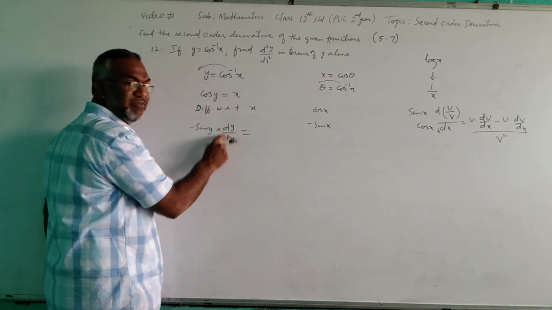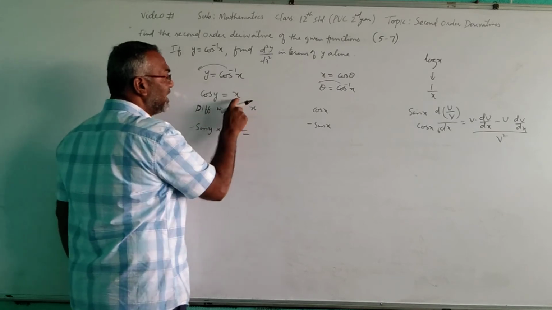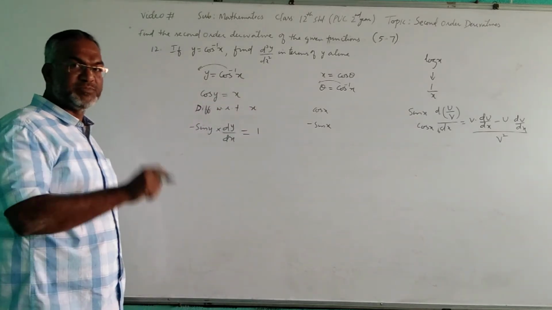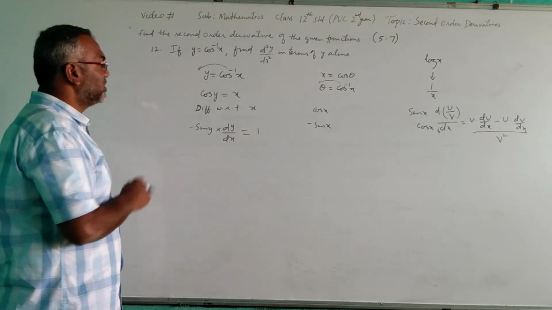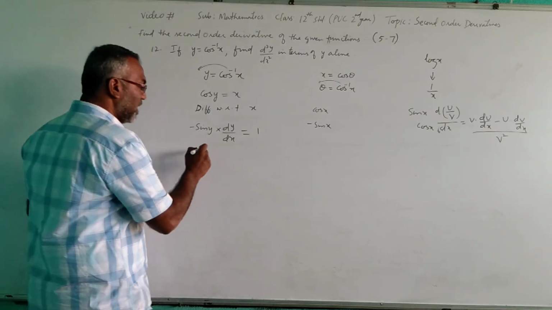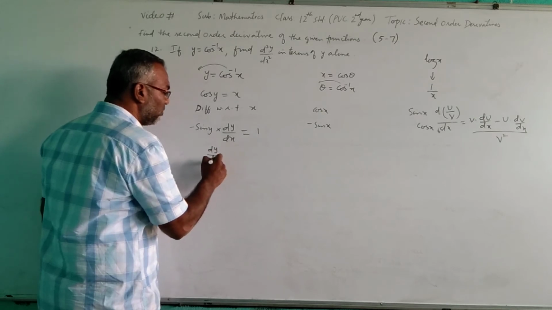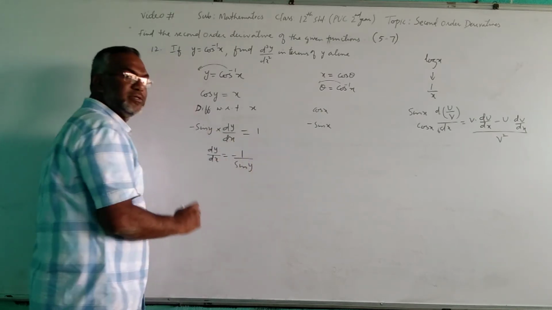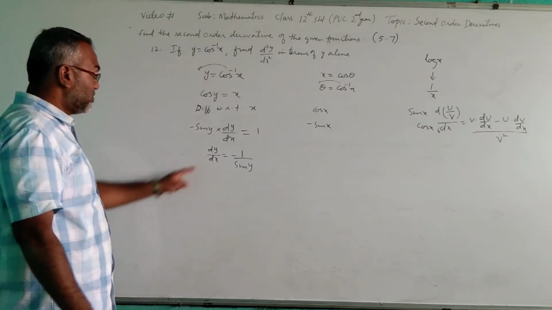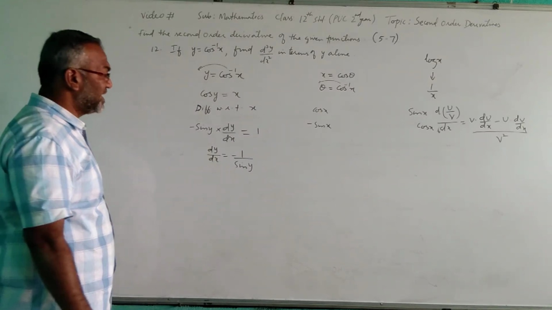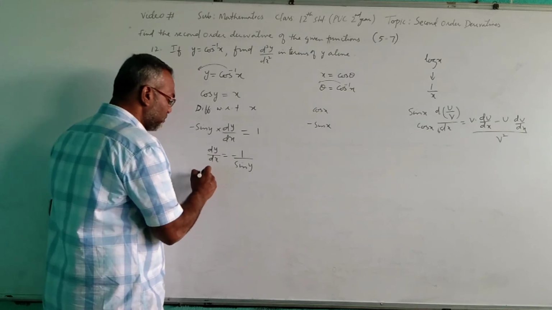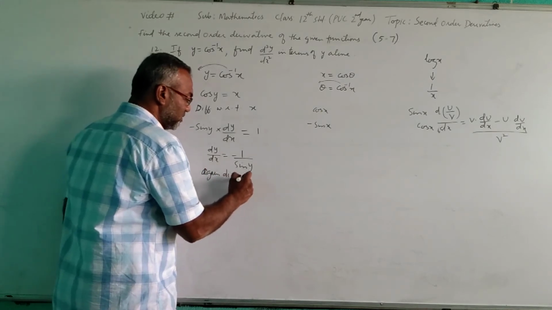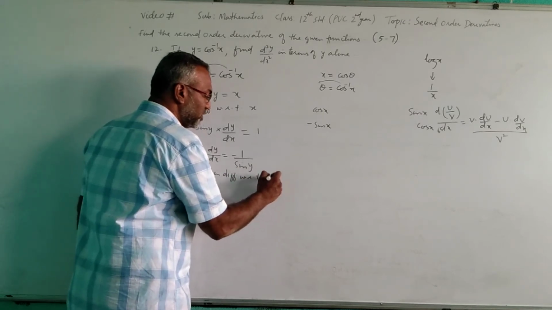Cos y differentiates to minus sin y into dy by dx with respect to x, and x with respect to x is 1. We know that differentiation of x with respect to x is 1. So we got this, right? Now dy by dx will be equal to minus 1 by sin y, taking sin here, right? So this is the first order derivative. Now for the second order derivative, differentiate again with respect to x.